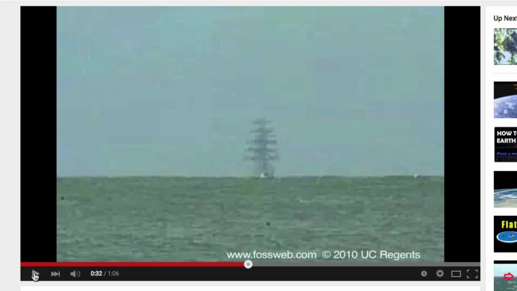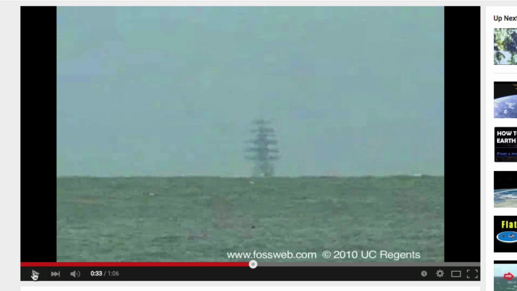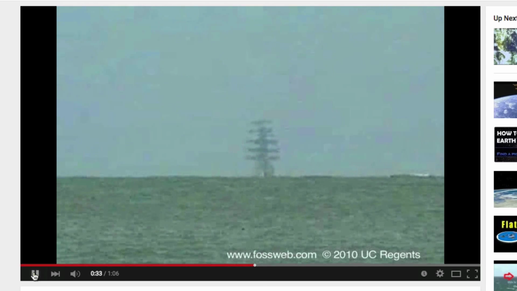Now it appears to be going straight on. So it was sideways, and then it appears that it just turned to face straight that direction, and since it did that, it actually looks like it dropped even further.